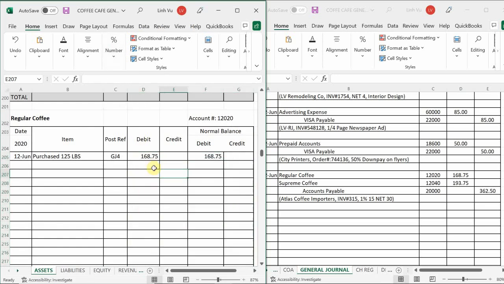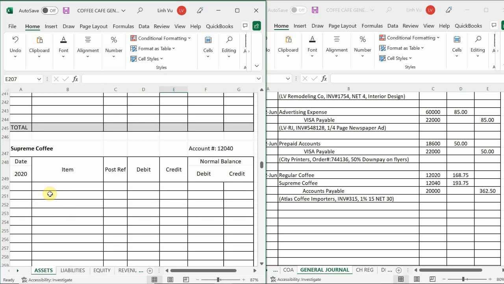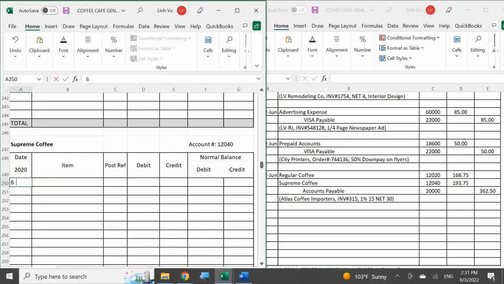Okay. And then we also have to do the same thing for my Supreme coffee, right? Because I also purchased 125 pounds. Now, in this case, do I have to identify that this is Supreme coffee? No, you're already in the account for it. It makes no sense to have to repeat information. Okay? And I have $193.75 worth.